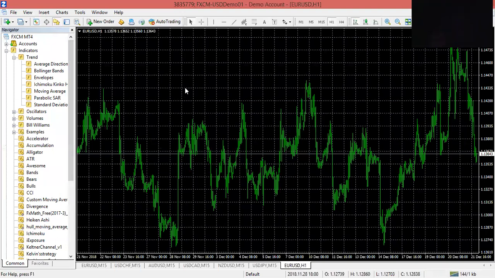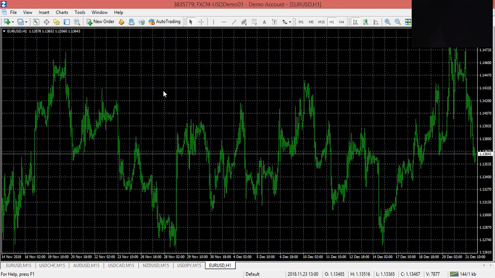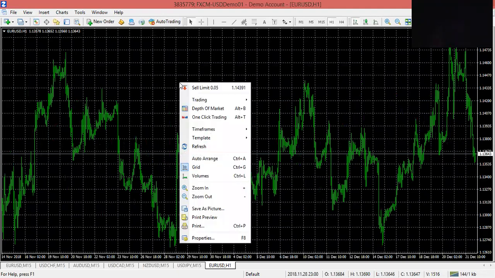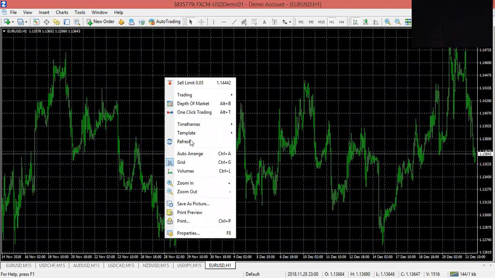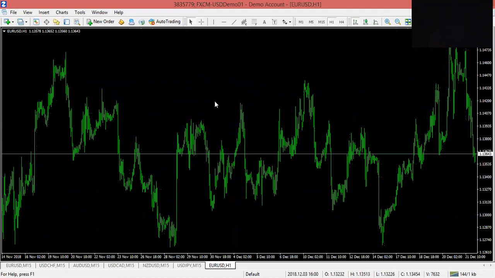So to set this up, first things first. Now I've opened this chart. You can see these grid lines. I'm not always comfortable with them, so I like to remove them. If you right click, you can select this grid. By selecting this grid, you remove them. So you can see the grid lines are off.